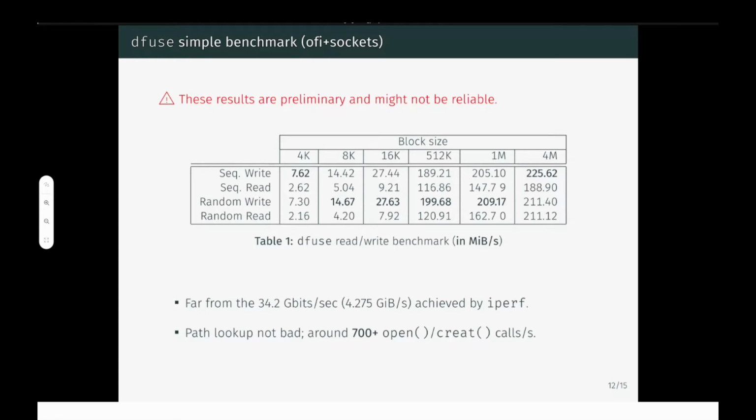As can be seen in the table, the throughput for small block sizes is fairly low, and also writes are typically faster than reads. Note that all the numbers are in megabytes per second. And it's worth noting that in the best case, that is block sizes of 4 megabytes, we are still 1 order of magnitude below the theoretical limit that was measured by iPerf.